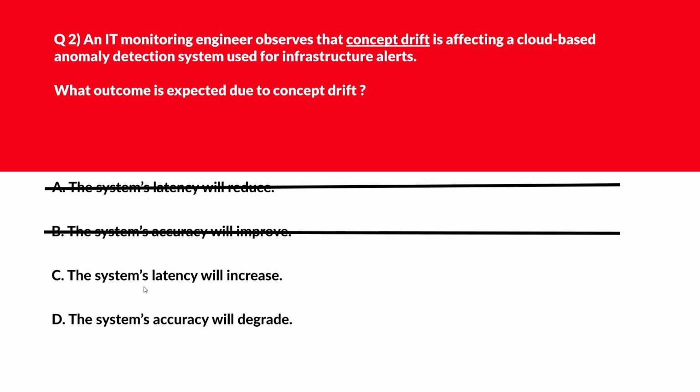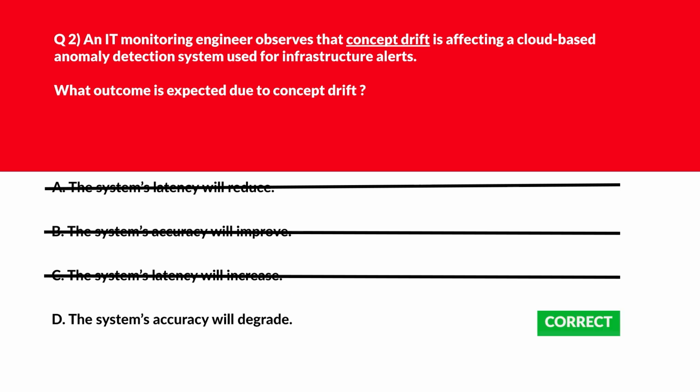We'll move to now option C. C says the system's latency will increase. Drift affects prediction relevance, not processing speed. We'll delete this. We'll move to option D. D says the system's accuracy will degrade. Concept drift causes the model's learned patterns to misalign with evolving data, making it suitable for explaining reduced accuracy. That being said, option D is the right answer.